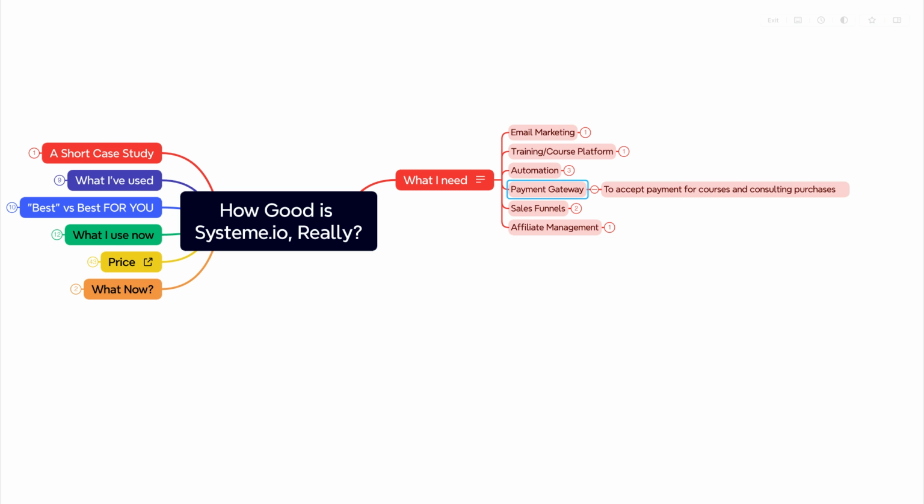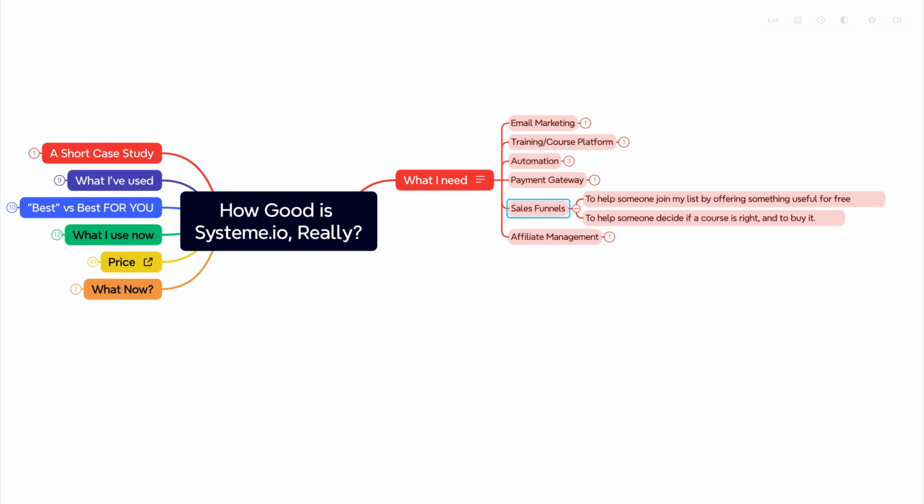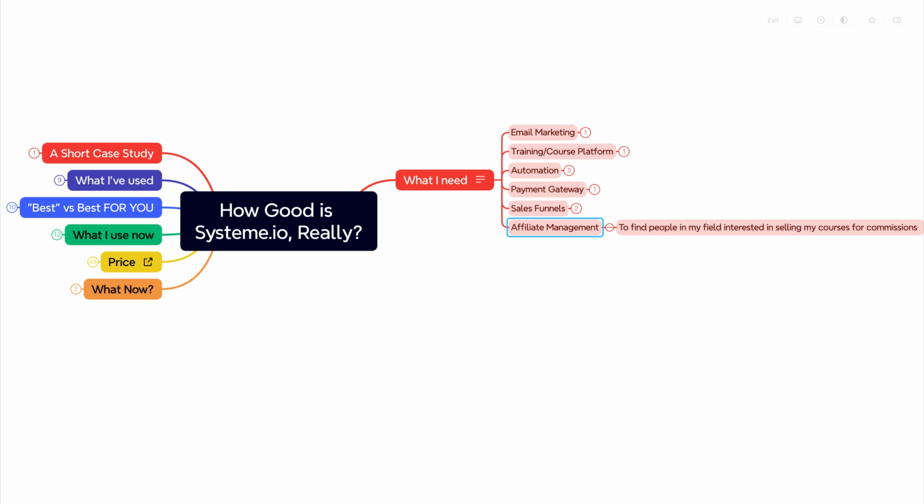Then I needed sales funnels to get people onto my list by offering something useful to them in return for them subscribing. Sales funnels are also crucial to help people sign up for a course. I also wanted an affiliate management program to find people who have access to markets I can't reach. They can sell my courses in return for a commission. They win because they don't yet have products to sell. I win because I reach a market I otherwise couldn't.